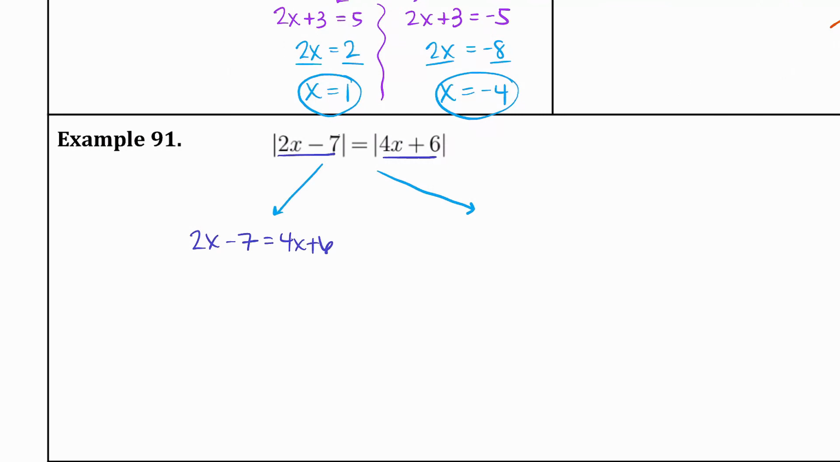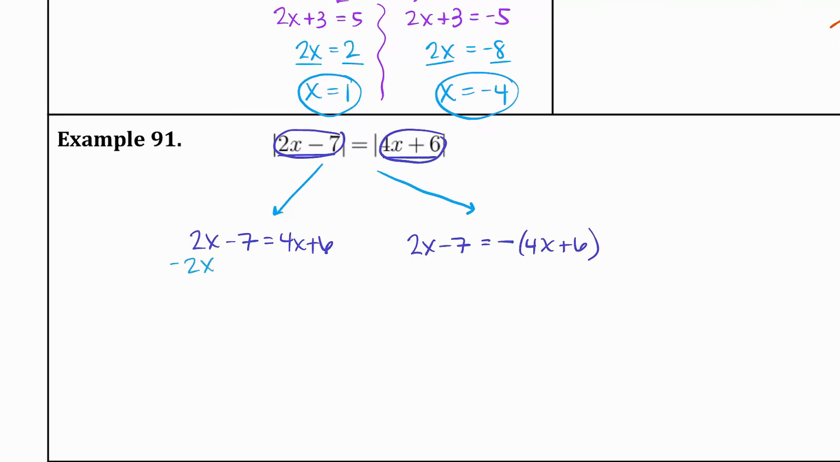Okay, we also need to write another equation where this side is equal to the opposite of this side, or the negative of this side. So we have 2x minus 7 equals negative of that right side. If you wanted to do that in one step, you know you're basically just changing your signs. You can, but that just shows you how we're doing this. Okay, we go ahead and solve from here.